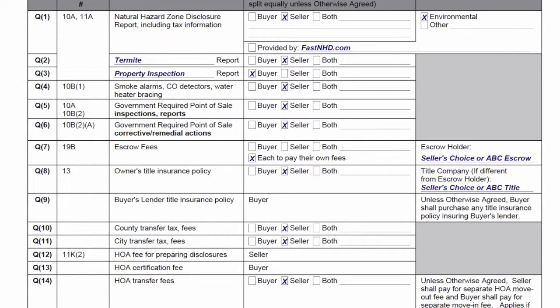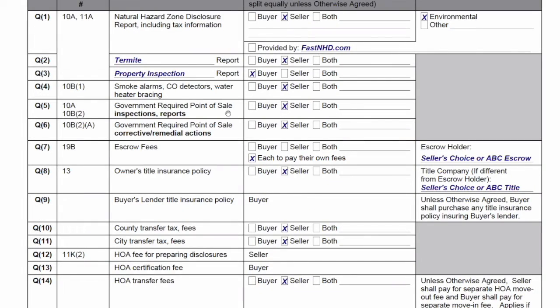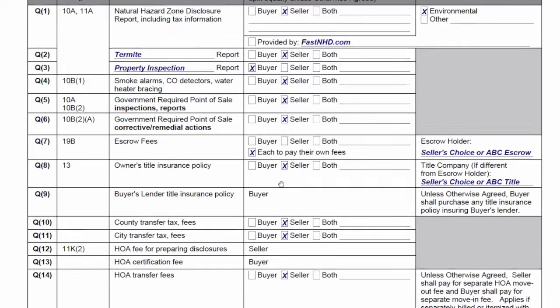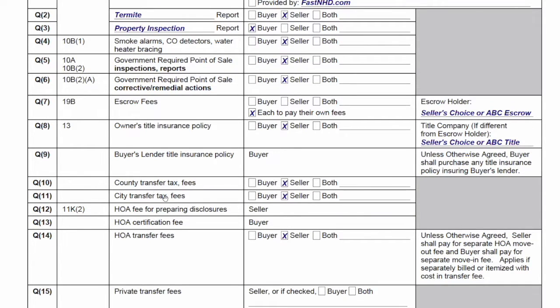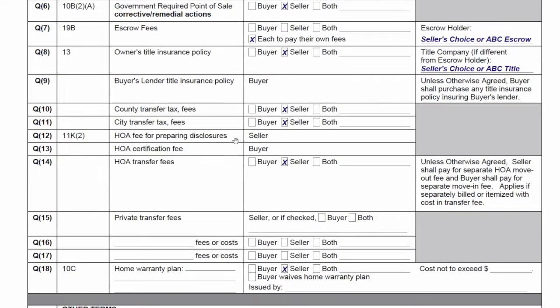In Northern California, it's any of this. So it's best to just know what's customary for your local area or refer to the sheet that I'll link to in the description. Same with county transfer tax and city transfer tax, which you can see here. County transfer, city transfer. In Southern California, though, not all cities require this, by the way. Counties do. But in either case, in Southern California, you'll want to have the seller pay for both.